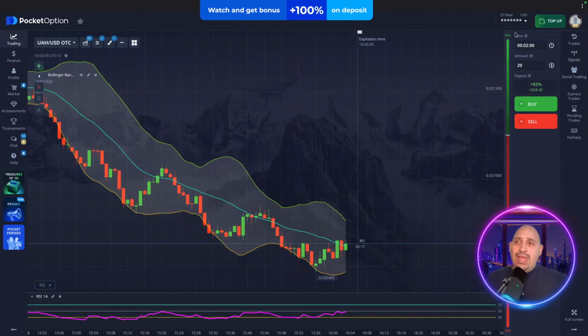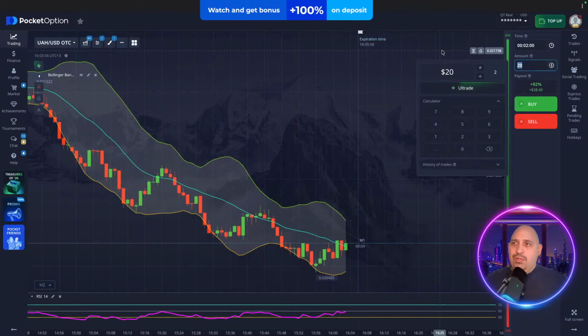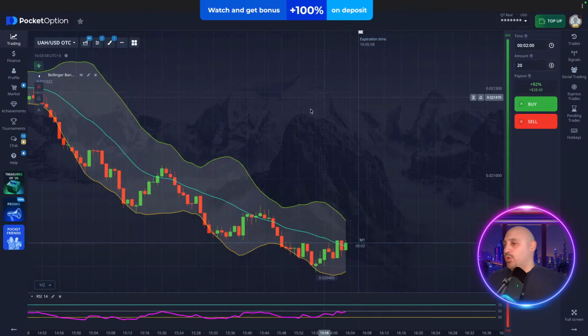Now, I'm going to be pretending that my budget is $1,000 and I do not want to risk more than 1 to 2% per trade. 1 to 2% is around $20. So I'm going to be trading $20 per trade.